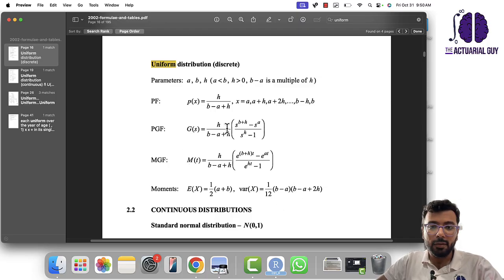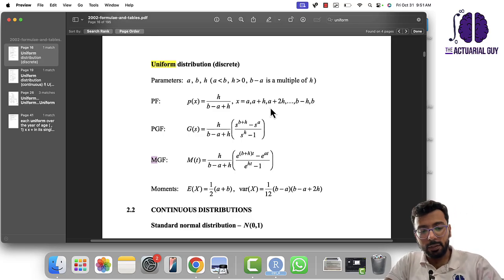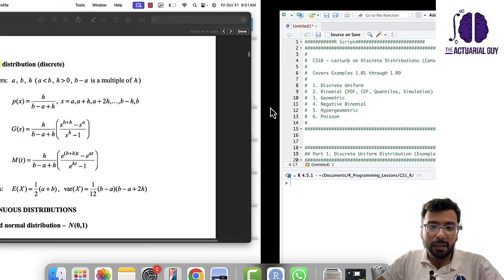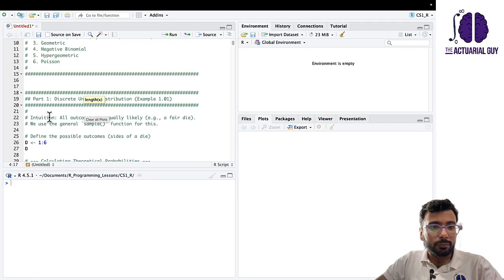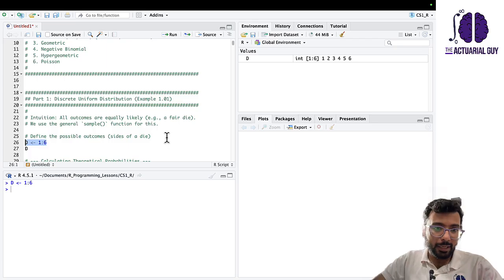And you have the MGF and all of that here. You have the probability generating function as well, but we won't be working with PGF and MGF. We'll just work with the moments and the probability function, and we'll try to compute probabilities and then simulate values from this distribution. Okay, so let's dive right into it. The intuition of a discrete uniform distribution is that all outcomes are equally likely. Firstly, let's work with the sides of a die. So you're rolling a die and you have D, which is the outcome vector, and the possible outcomes, or your state space, are 1, 2, 3, 4, 5, 6.